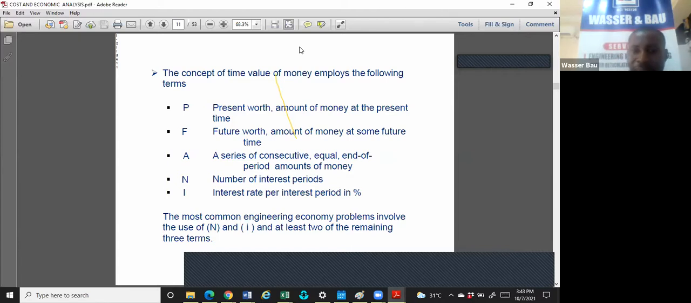So he said the most common engineering economy problems involve the use of N and I, and at least 2 of the remaining 3 terms. In most problems, N and I will always be present because every project must have a borrowing rate, must have an interest rate. Even if the project does not have an interest attached to it, there's always inflation or depreciation. Those are natural phenomena. Things depreciate over time, and things also inflate over time. So I and N are always present. The 3 that I want you to take note of are these 3: 1, 2, and 3.